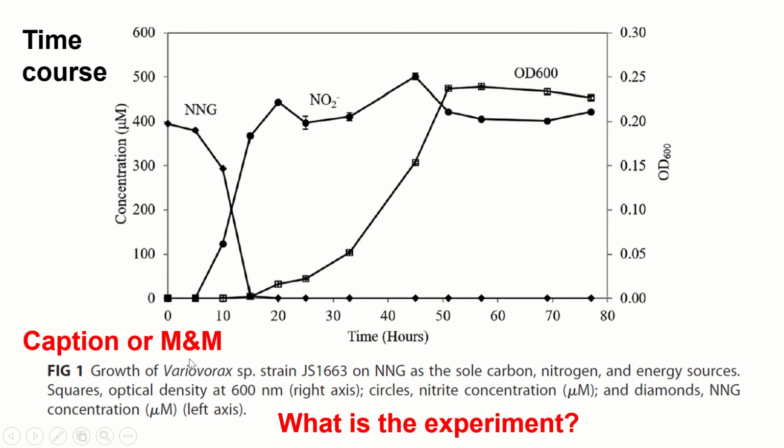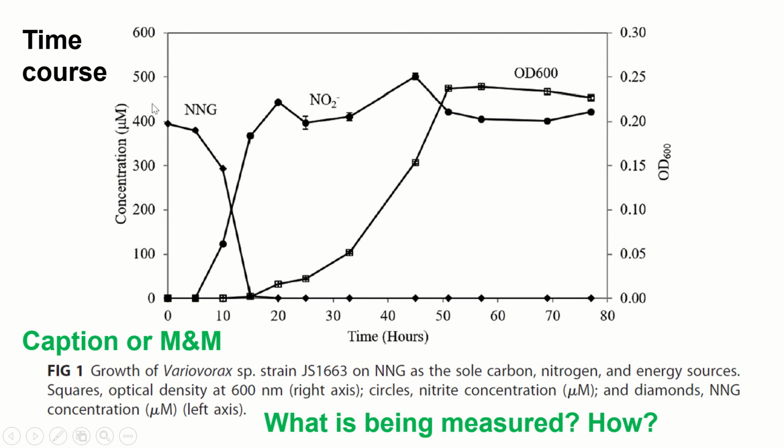In some cases, you may also need to visit the materials and methods, which typically has a more detailed description of the experiment. What is being measured? And more importantly, how? Again, the caption sufficiently describes that cell density is being measured, NNG concentration is being measured, and nitrate concentration is being measured. In this case, the caption doesn't say anything about how any of this is being measured, but this is adequately described in materials and methods.